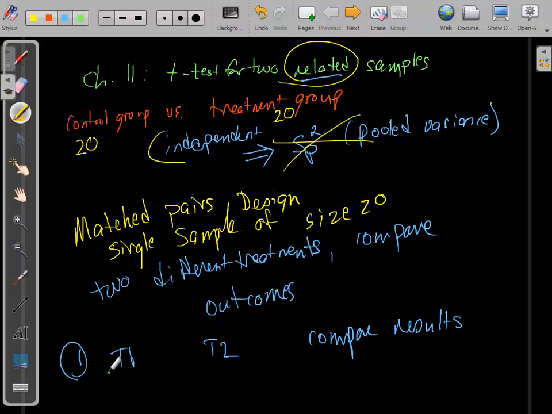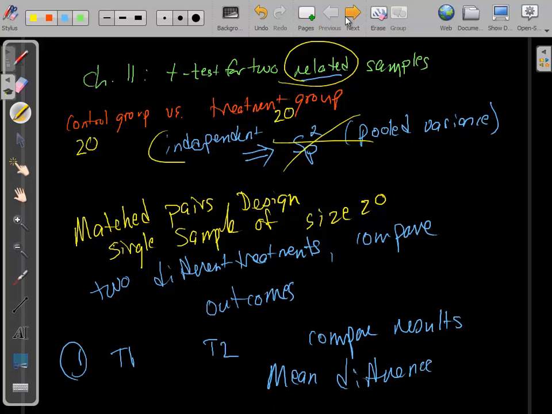It's kind of similar to the correlational study where you measure two things on the same person. In this case, we're going to be very careful and control everything except for the treatment, and then compare the outcomes of the treatment. The way we're going to do that is we're going to look at the mean difference between the outcomes. So if you had a mean of treatment 1, look at all of the 20 members, look at their treatment 1 average, and then look at their treatment 2 average, and then compare them by subtracting.